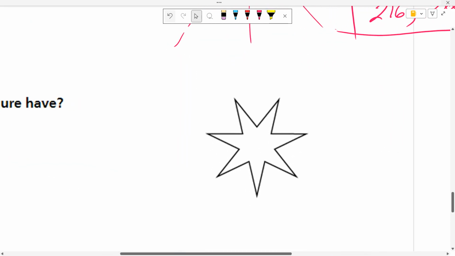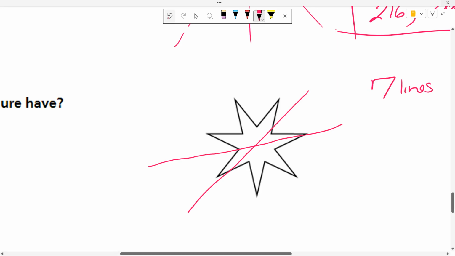Last one. This star, how many points does the star have? 7. So 1, 2, 3, 4. How many lines of symmetry will it have? 7 lines of symmetry. What's 360 degrees divided by 7? It's going to be a decimal number. Give me to 2 decimal places. 51.42. So the first turn is 51.42.